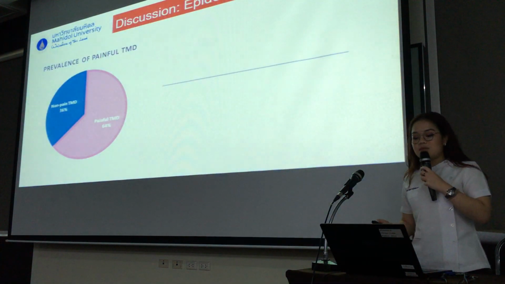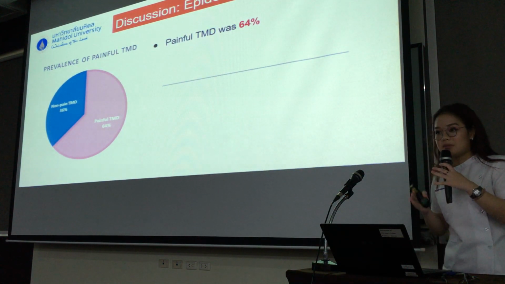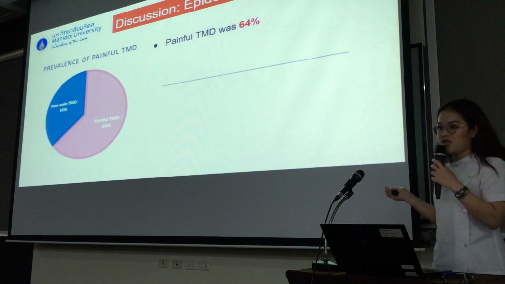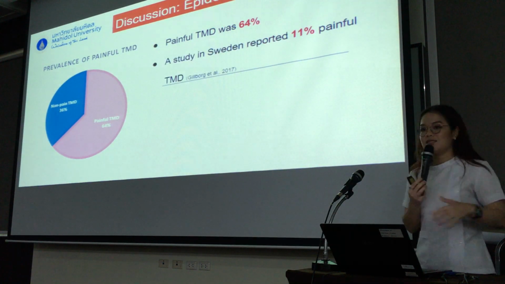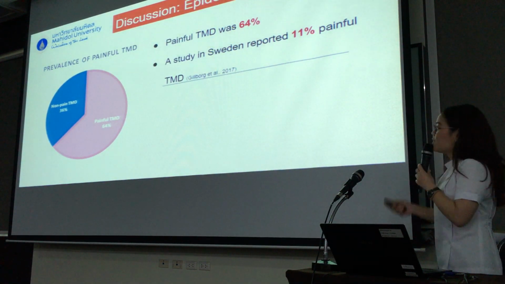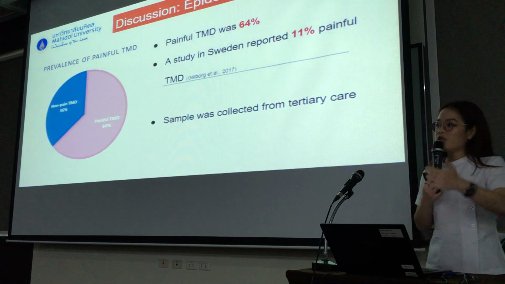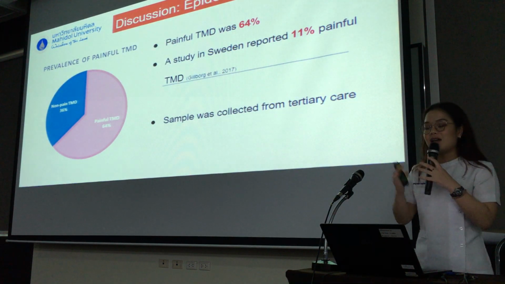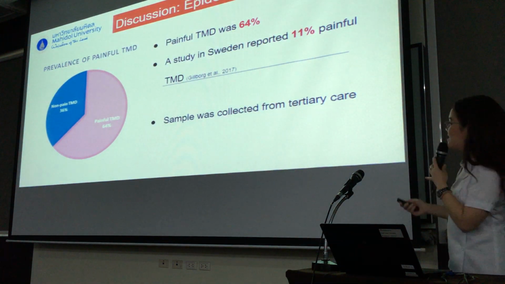So really, when it comes down to our results, we found that the prevalence of TMD in our sample population was 64%, which is really quite high. When compared to another study conducted in Sweden, they found only 11%. This could be because our sample was collected from a tertiary care facility, while the one in Sweden collected from the general population, which causes this discrepancy.